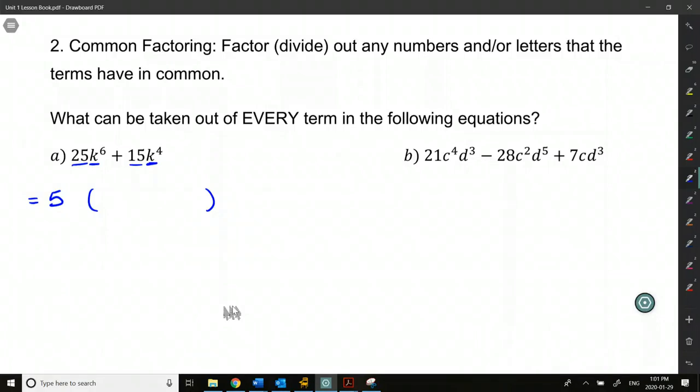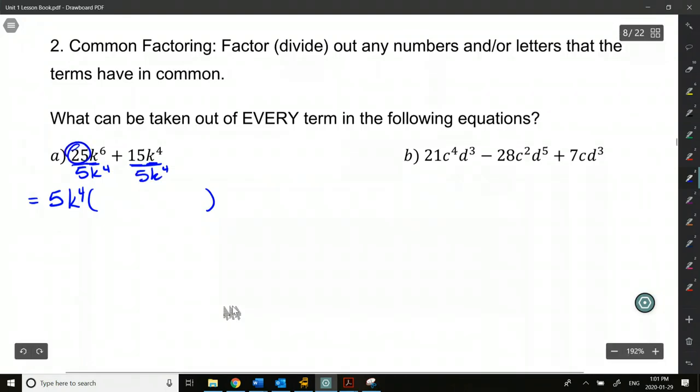Not divisible. If I have 6k's and I have 4k's, I can take out a maximum of 4 from each. So I can take out k to the 4. We're going to divide each term by 5k to the 4, and we write what's left in the bracket.